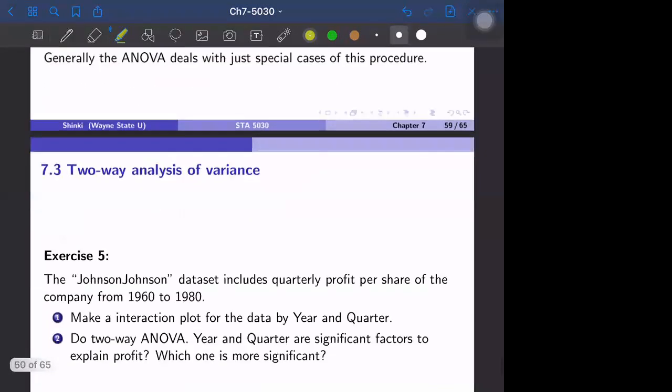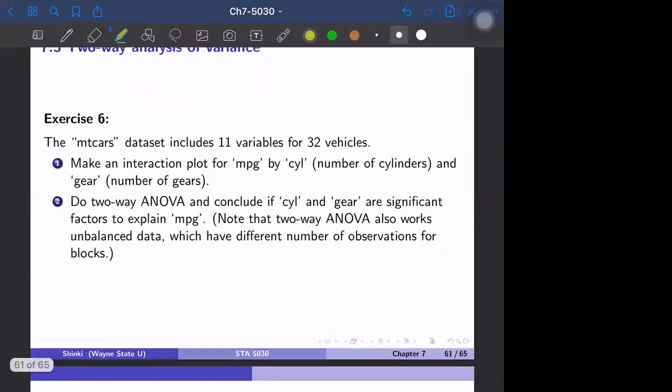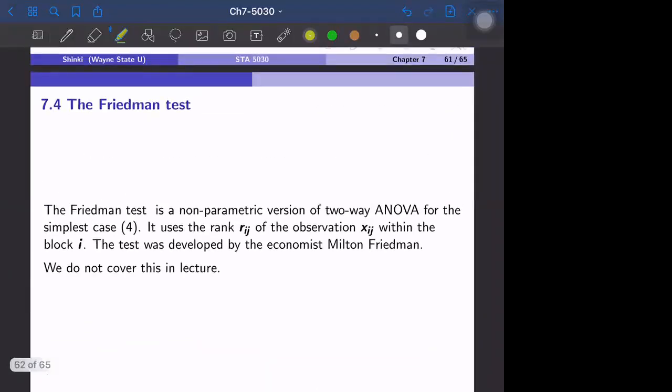So these are the theory for two-way ANOVA, and the Friedman test. The two-way ANOVA assumes that epsilon ij or epsilon ijk is normal with mean 0 and variance sigma squared. So what if this assumption isn't correct? Then we have the so-called Friedman test. That is a kind of two-way layout version of the classical Kruskal-Wallis test. But this is not heavily used, so we don't discuss it in this course.